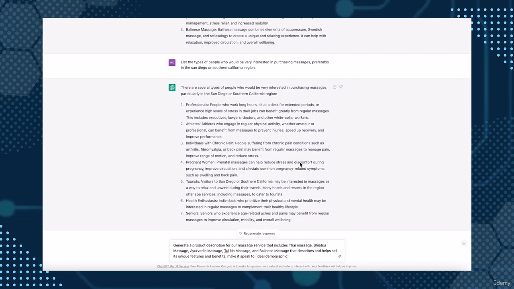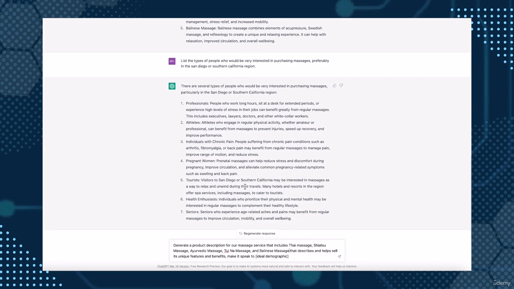Make it speak to, now you have this huge list of people that you can have it speak to, like an ideal demographic. So what I would do here is find which one works best for my particular situation. And if you're running ads, you could actually have multiple landing pages, each for a certain demographic. If you're running an ad that targets a certain group of people, you can have them land on a page written specifically for them. So maybe working professionals land on one page, athletes land on another page, and people with chronic pain land on another page. All of these pages would be catered specifically towards that group of people.